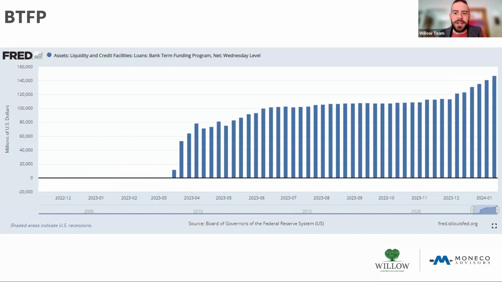But instead, even last week, we just printed a new record high in the usage of this facility. And so this was put in place after Silicon Valley Bank, for the banks to come and be able to borrow and lend overnight. Now, this is a problem, in our opinion, because, first of all, it's not talked about.